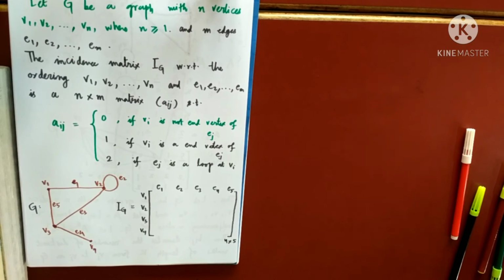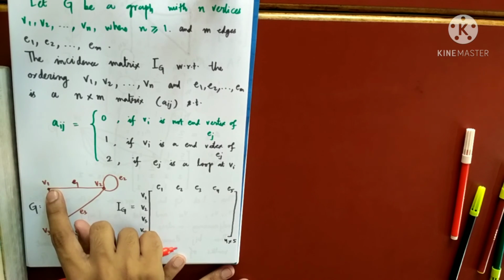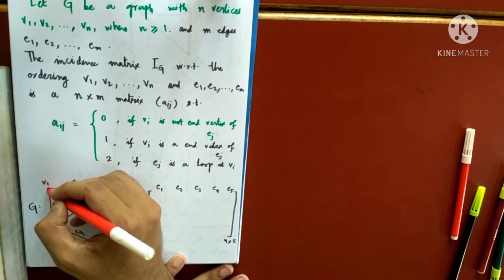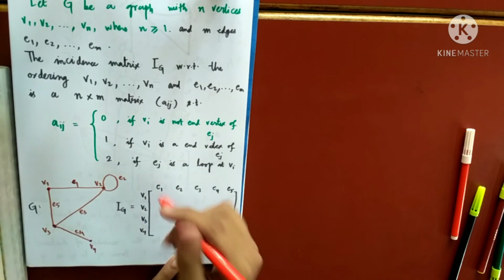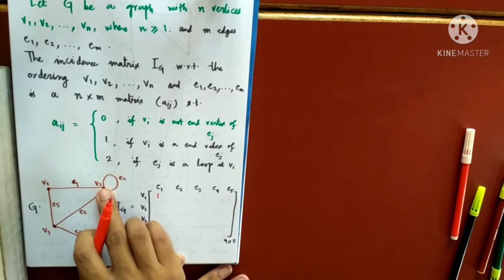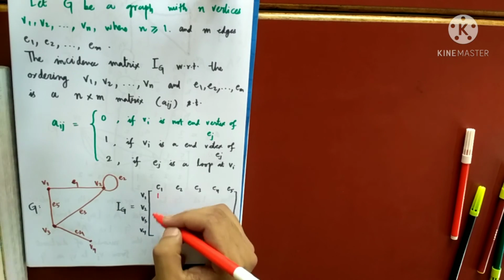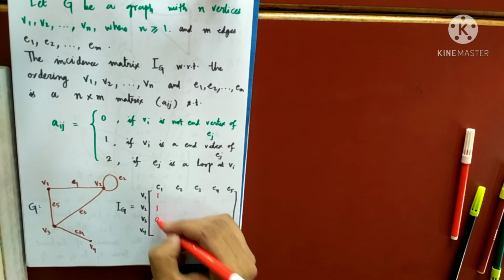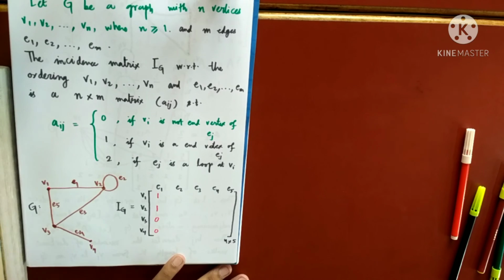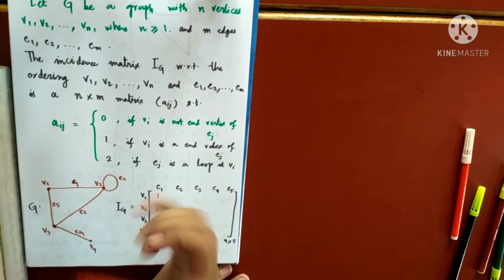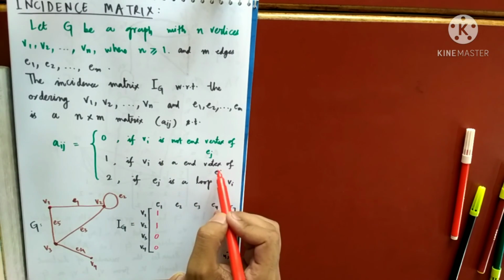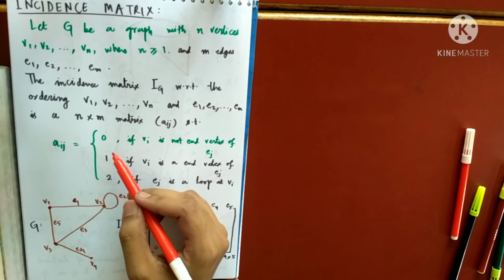Now look at the definition. Is V1 one of the end vertices of E1? The answer is yes. V1 is one of the end vertices. That means E1 is adjacent to V1, so here 1, and E1 is also adjacent to V2, so here also 1, and E1 is not adjacent to any other vertices, so 0, 0. This is how we draw the matrix. If it is an end vertex of the edge, it is 1, otherwise it is 0.